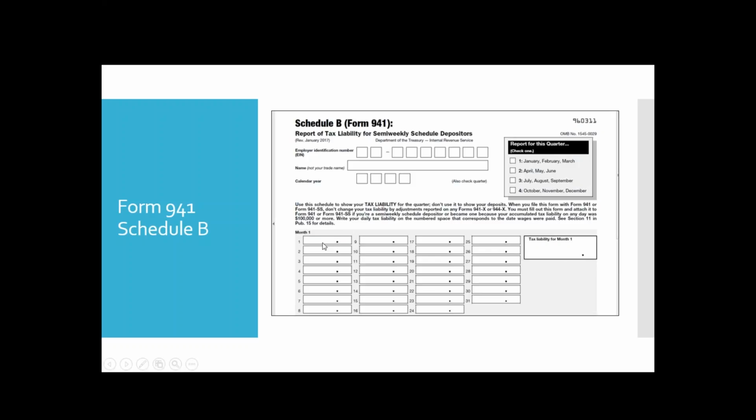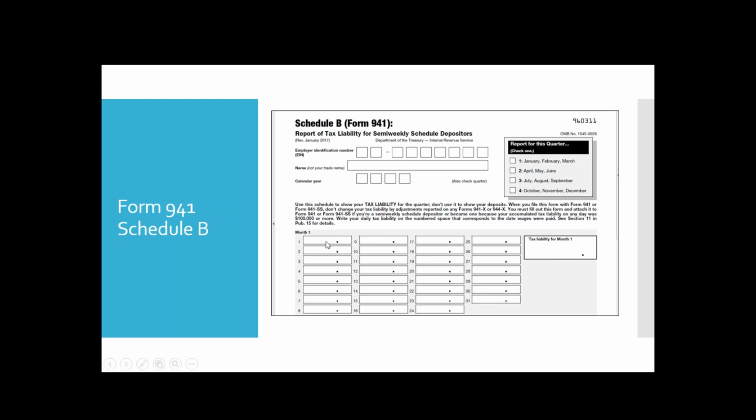But for every possible day in a month, you're going to see 31 boxes and then a total box. So if you ran a payroll every day of the month, you could incur a tax liability, and you would need to put that tax liability in the box for that date, and then add up all of those liabilities and put a total for each month.